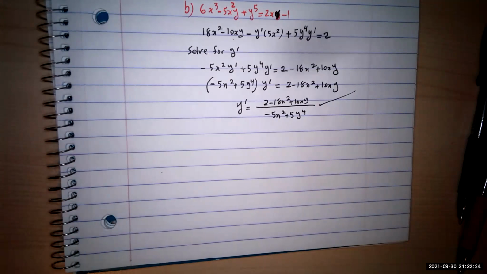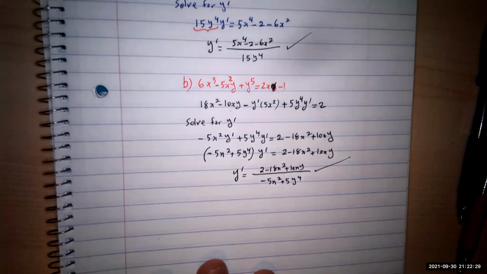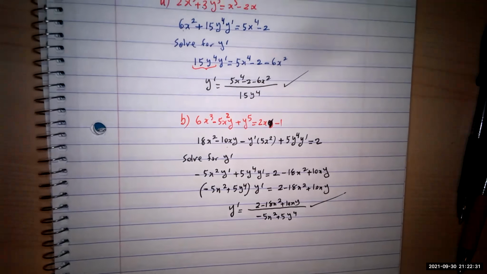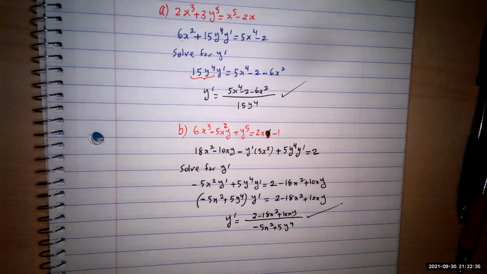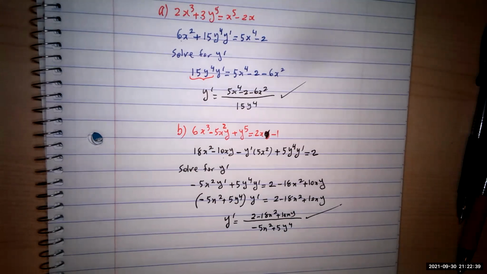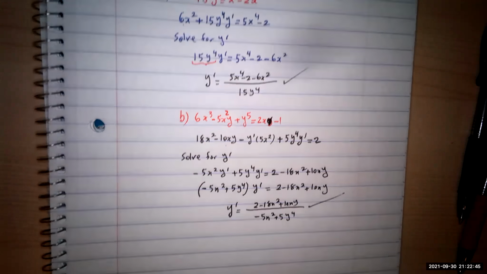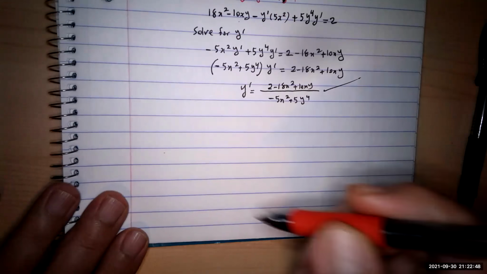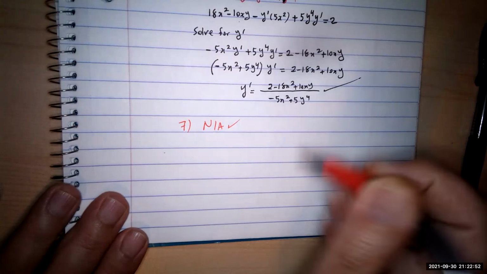That is implicit differentiation. It's a two-part question. The first part is easy, just the power rule, y to the fifth, y to the third. But for the other one, you have to use the product rule over here. That's number 6. And number 7 is too much, so we keep it for the next test. Not difficult, but we keep it.